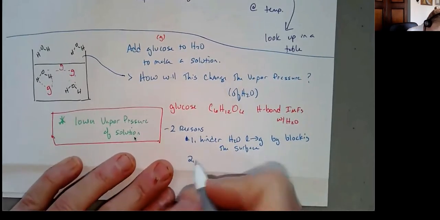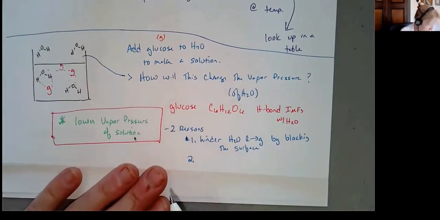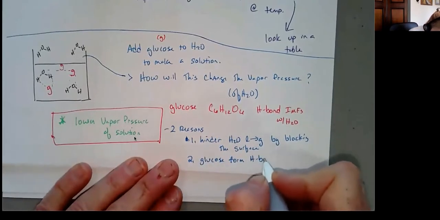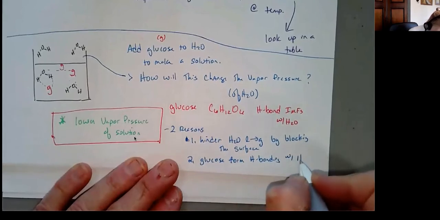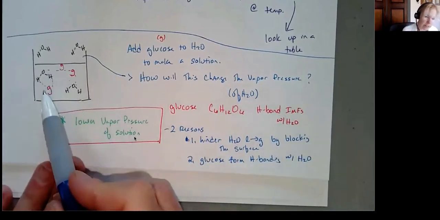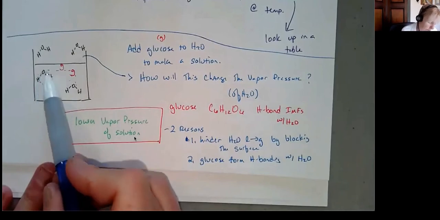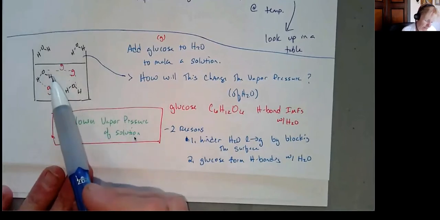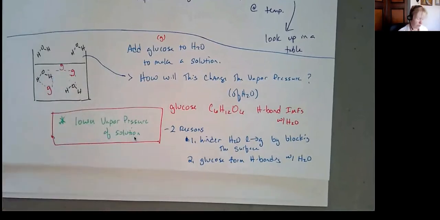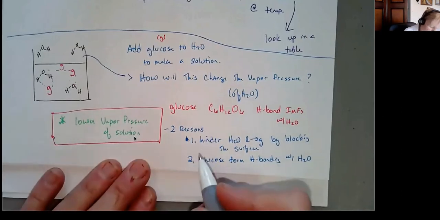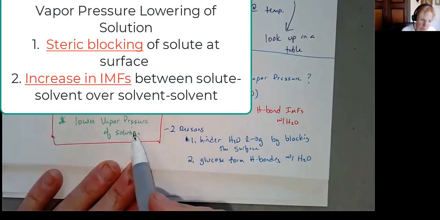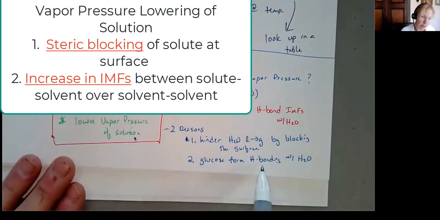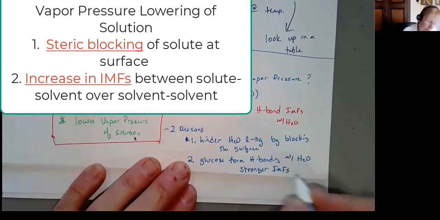The second reason has to do with intermolecular forces. The glucose is going to form hydrogen bonding, so an intermolecular force with water, and that's going to keep that water in solution. It's going to form a stronger intermolecular force than water-water intermolecular forces. And so that's going to hinder the water from moving to the gas phase. Both of these are going to end up lowering the vapor pressure. One, there's a steric hindrance at the surface, and two, you're forming stronger intermolecular forces that are holding those water molecules in solution.